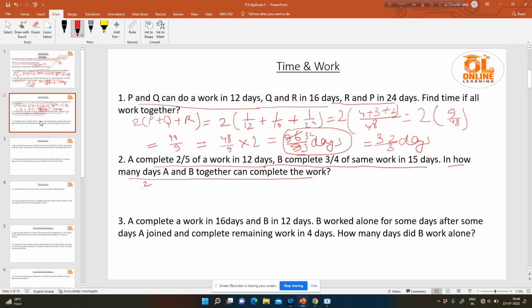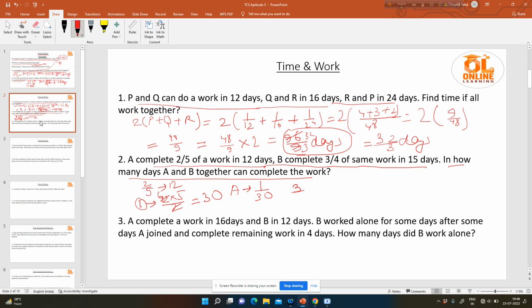So A completes 2 by 5 part of a work in 12 days. So he will complete one whole work in 12 into 5 by 2, that would be 6 into 5, 30. He would complete the work in 30 days. So the amount of work done in 1 day is 1 by 30.